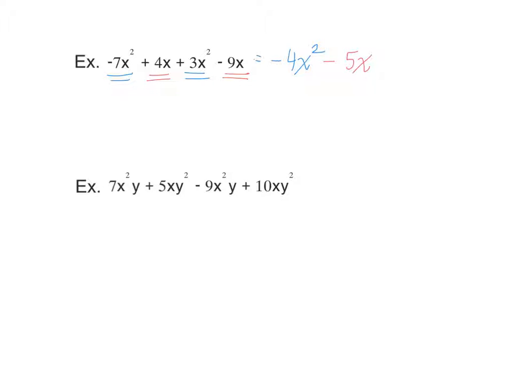The last example is a little tricky because it all looks the same. You have x's and y's with all kinds of exponents. The important part is we want to group together the ones that are exactly the same. This is an x squared y term. The only other one that has an x squared y is this one. So together I have negative 2 of those.